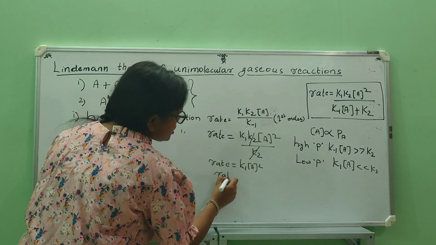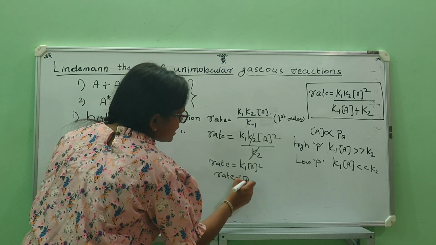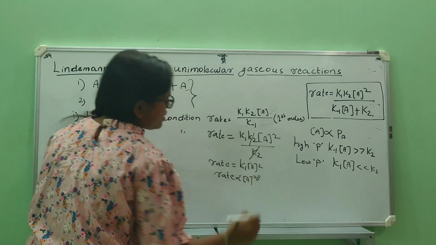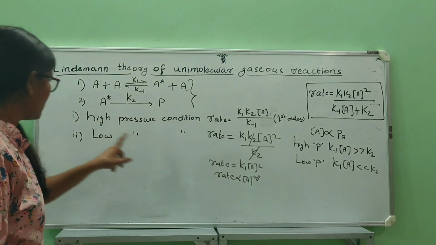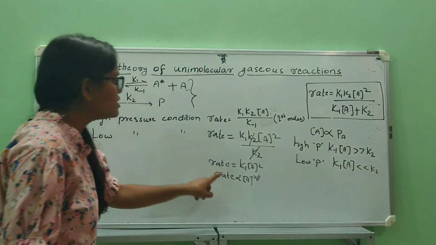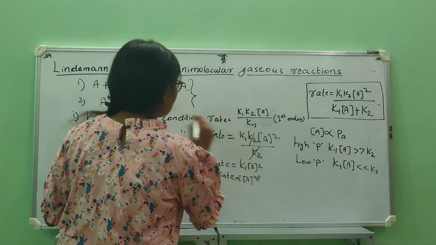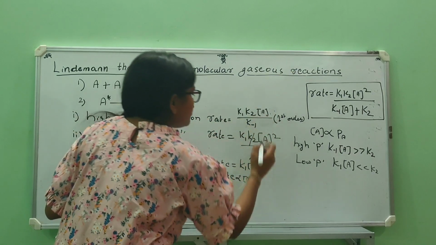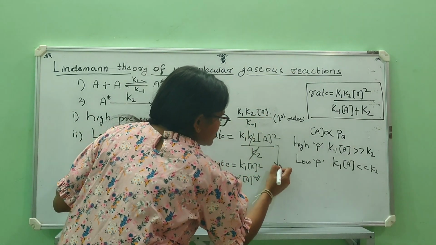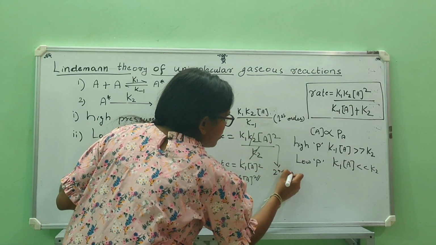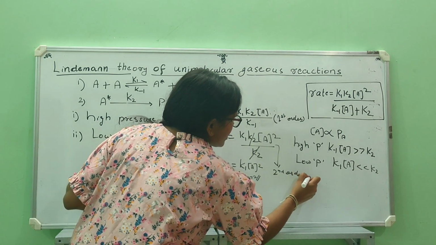So rate is proportional to the concentration of the reactant to the power 2. So we can say that at low pressure condition, the rate follows second order kinetics. So at low pressure conditions, unimolecular gaseous reactions follow second order kinetics. So this is second order kinetics.